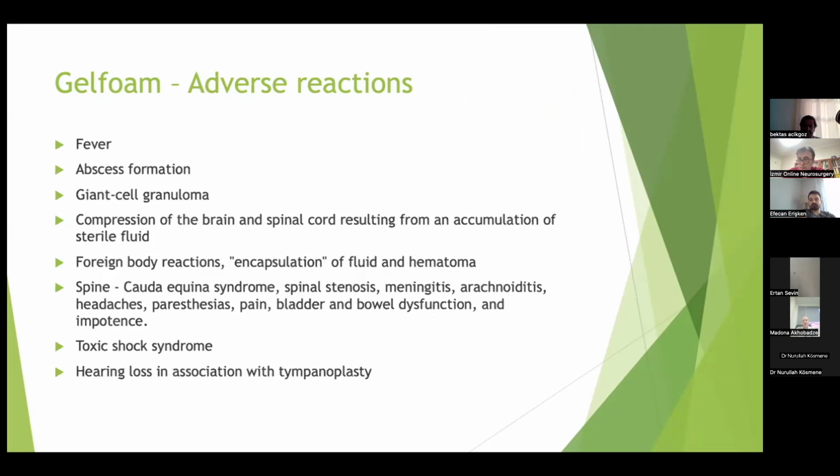Then adverse effects: as with bone wax, it can be associated with several adverse effects like foreign body granuloma, abscess formation, and fever. Sometimes it can swell up, leading to compression of the brain and spinal cord. It can cause cauda equina syndrome if there is tightening of the spinal canal, spinal stenosis, meningitis, arachnoiditis, toxic shock syndrome, and there is a report of hearing loss following tympanoplasty. ENT surgeons usually keep a strip of gel foam over the tympanic membrane, and that has resulted in hearing loss in some patients.